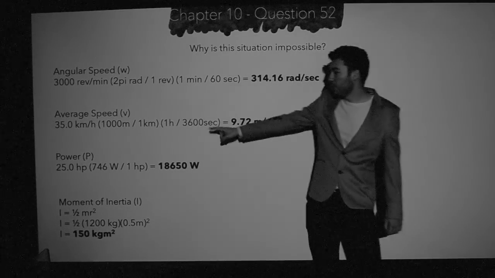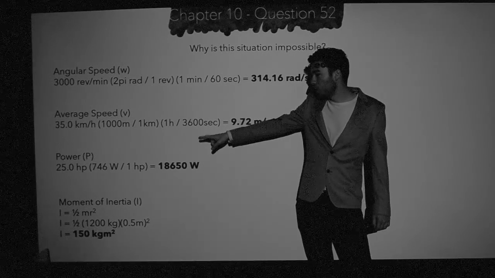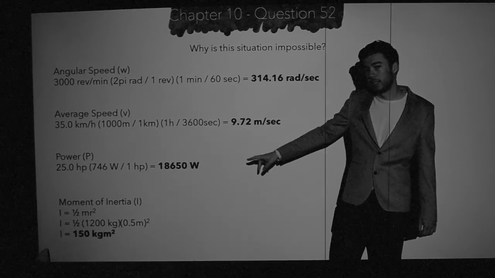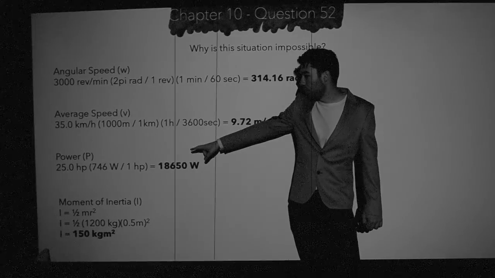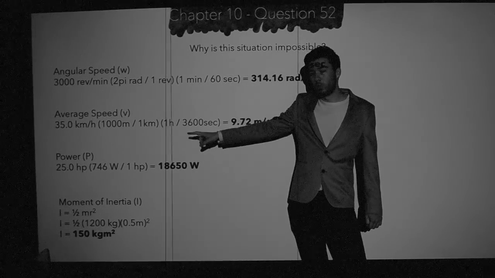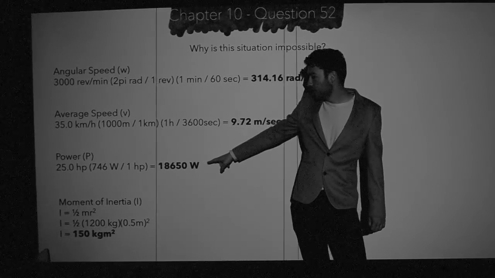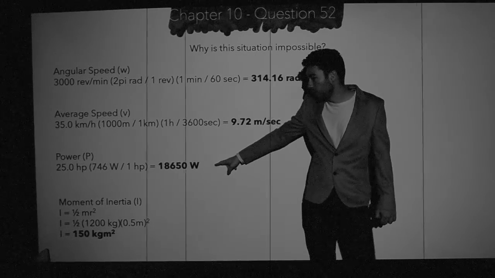So now we're going to move on to power. We're given 25 horsepower, and we're going to convert it to watts. So per 1 horsepower is going to be 746 watts. So we're going to get 18,650 watts.